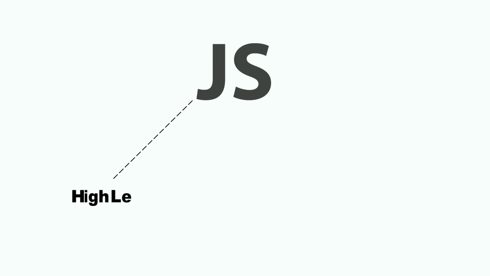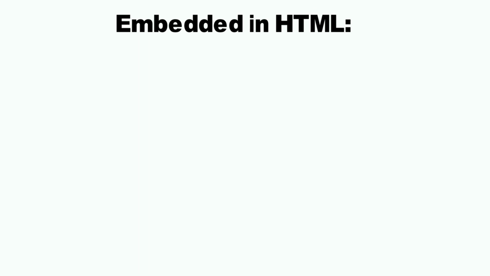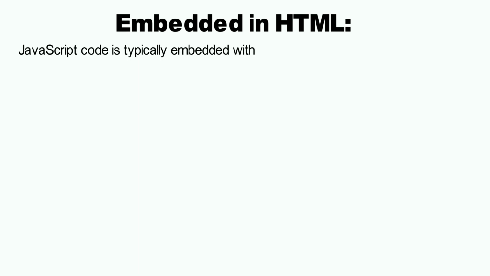JavaScript is a high-level, interpreted programming language primarily used for adding interactivity and dynamic features to web pages. It was created by Brendan Eich at Netscape in 1995 and has since become one of the most popular programming languages on the web. JavaScript code is typically embedded within HTML documents using script tags.